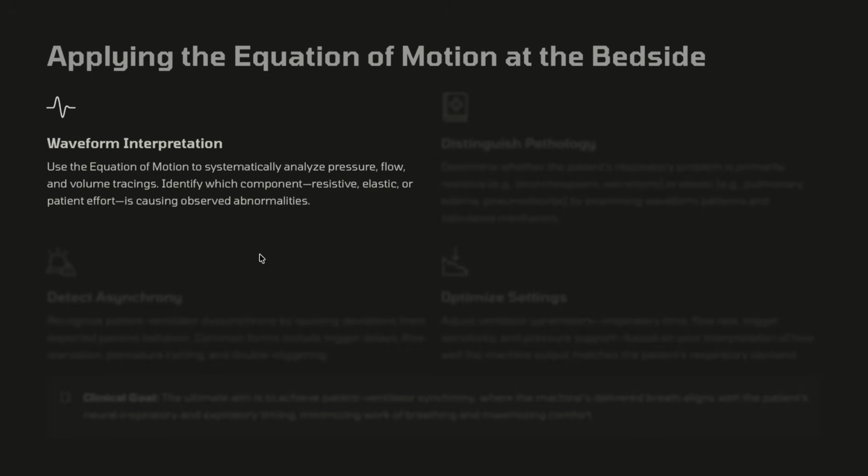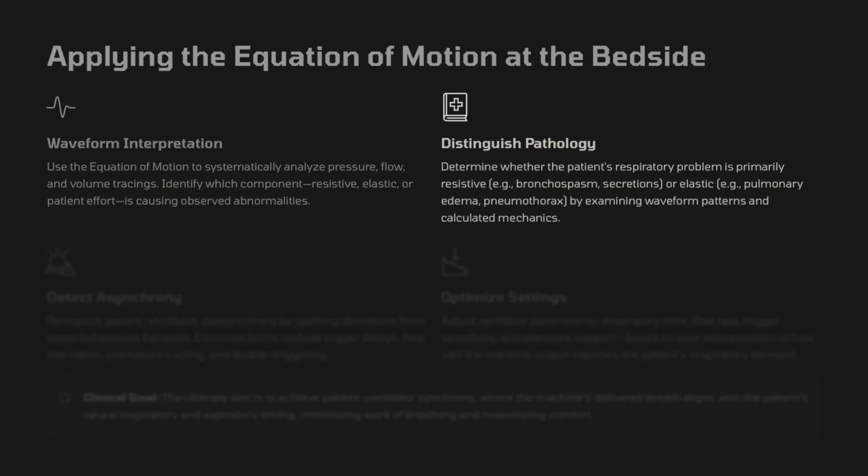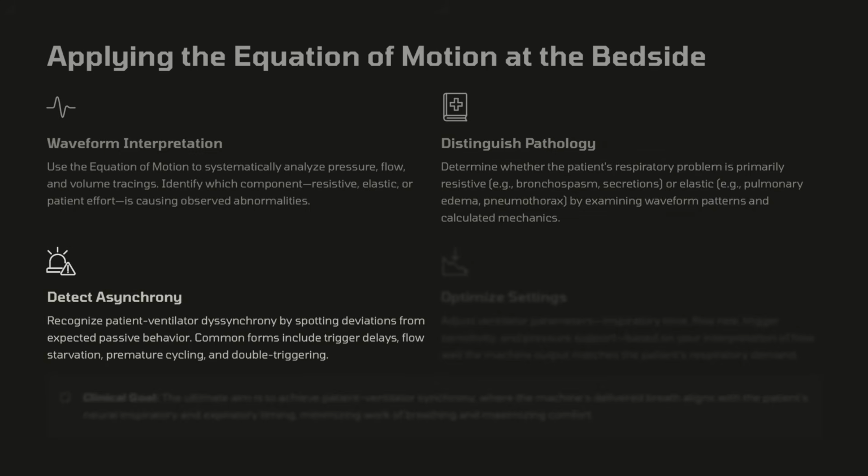Use the equation of motion to systematically analyze each wave, the pressure, the flow, the volume, and identify the components: the resistive component, the elastic component, and the patient's effort. Observe for abnormalities. Distinguish pathologies. Determine whether the patient's respiratory problem is primarily resistive or elastic. Detect asynchrony. See how the patient is breathing. Can I see some deviations from the passive patterns? The common things will include trigger delays, flow starvation, premature cycling, and double triggering. We will show you the details of this in later lectures.